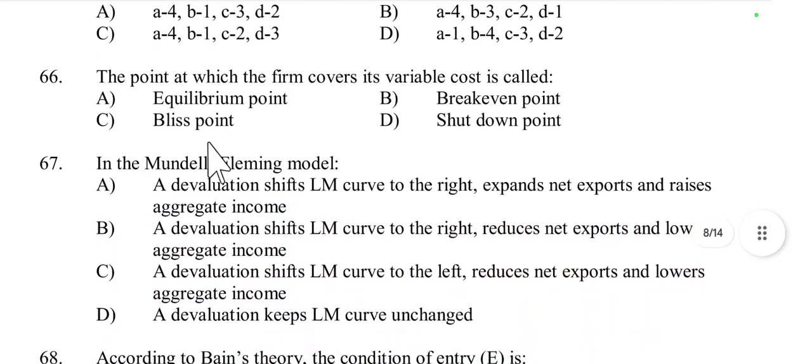Then question number 66, the point at which the firm covers its variable cost is called equilibrium point, break even, bliss or shutdown. It is called the shutdown point, because here the firm at least covers its variable cost. It cannot cover the fixed cost, but it can cover the variable cost. It is the shutdown point.